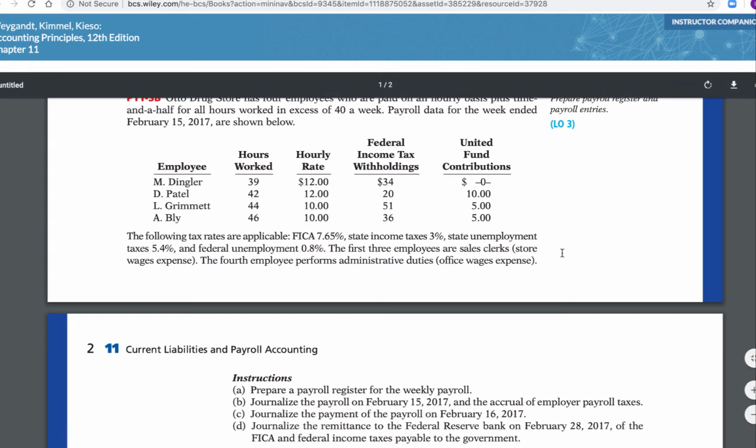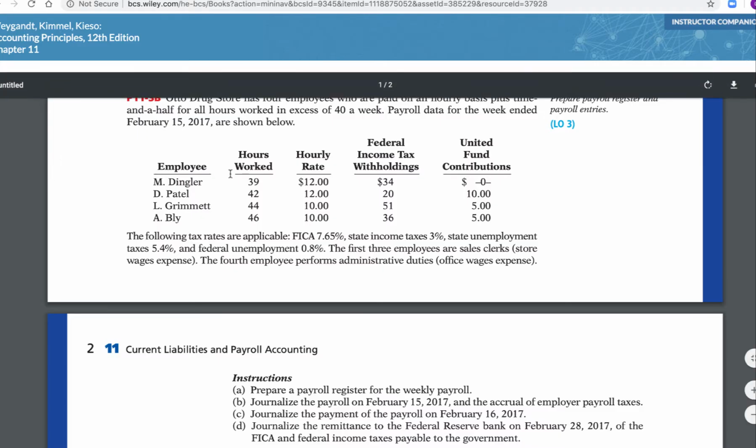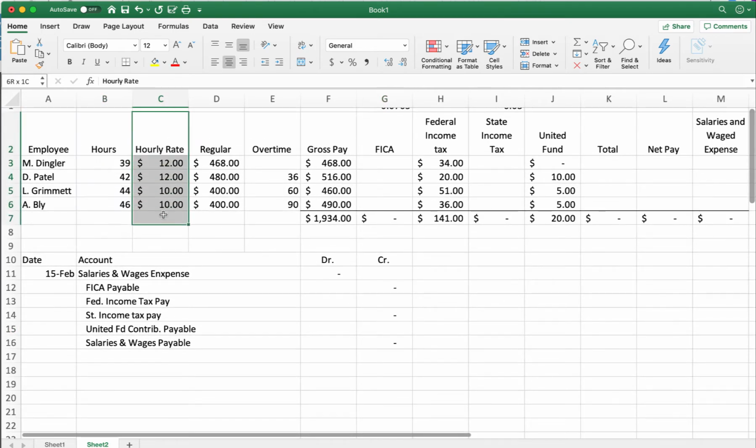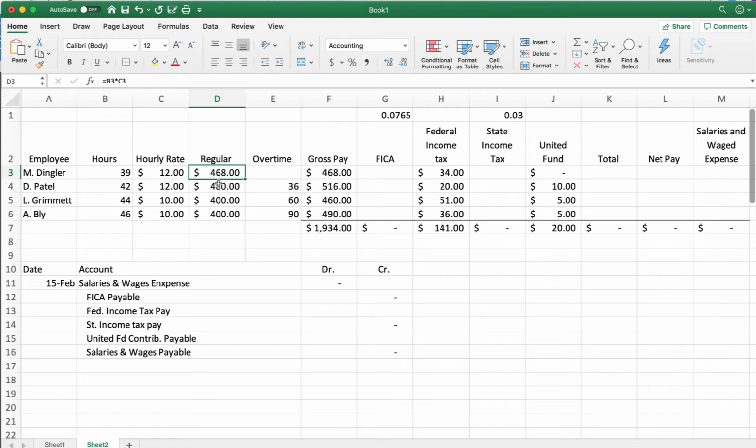Okay, so I have already quasi started the spreadsheet just to save some time. If you'll notice, all I did was take the chart that they gave me and add some columns, right? I took the hours that they gave me, I took the hourly rate that they gave me. I automatically calculated the regular pay, okay? How did I calculate the regular? All I did was take the hours worked times the hourly rate.